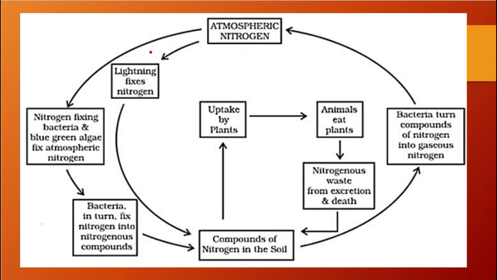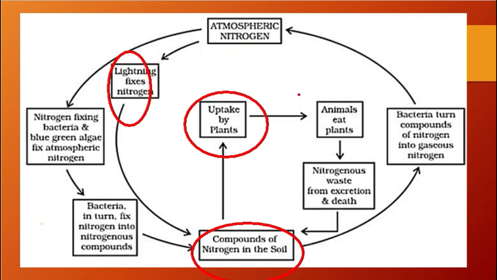The next method by which atmospheric nitrogen can be converted into usable form is by lightning. Lightning fixes atmospheric nitrogen into compounds of nitrogen in the soil. These nitrogenous compounds are taken up by the plants. Then these plants are consumed by animals.